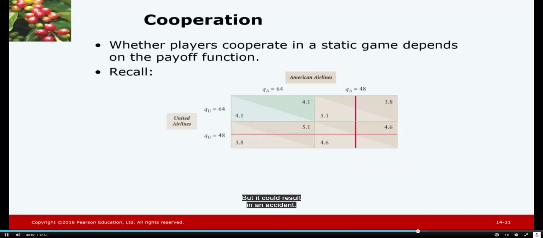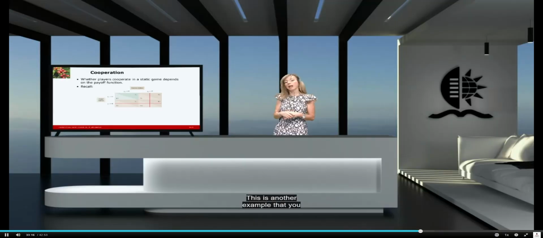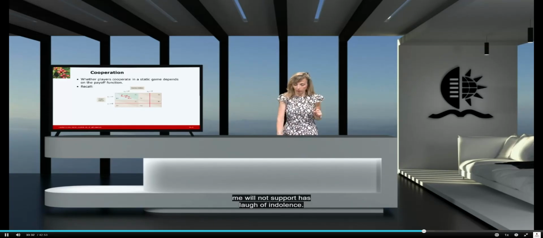So cooperation is whether players cooperate in a static game, and it depends on the payoff function. You can recall the example with the 2 firms in an oligopoly. Here it's a duopoly, American and United, and we saw that they were in a Nash equilibrium over here, both following a dominant strategy to produce a high output. However, we saw that they weren't actually maximizing joint profits there. They would be down here.